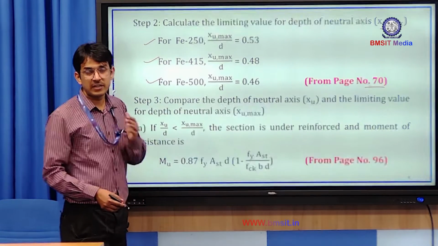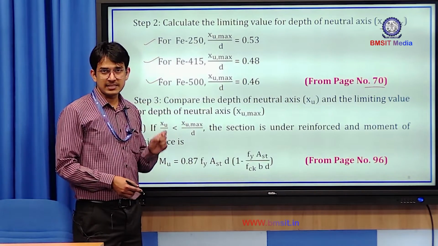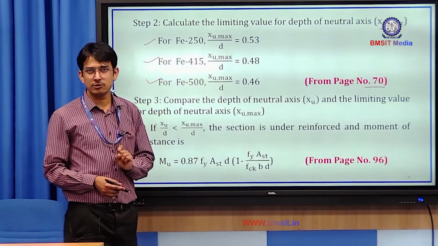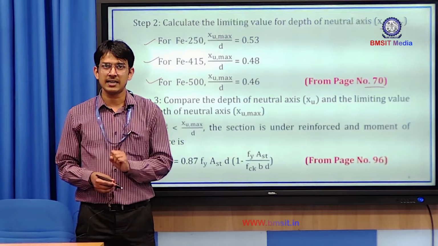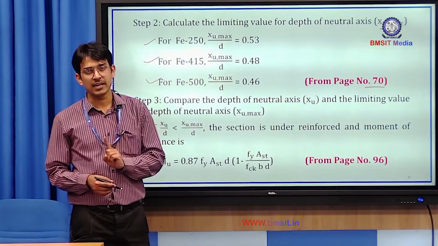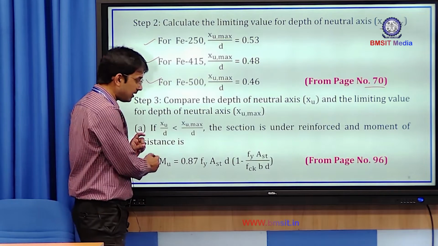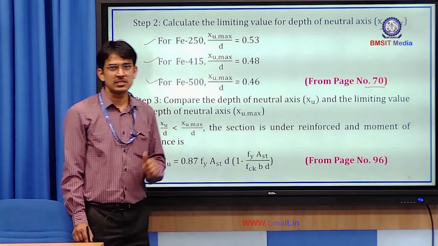On the basis of that we define the section. If the depth of the neutral axis is lesser than the limiting depth of the neutral axis, meaning xu is lesser than xu max, then the section is termed as the under reinforced section. In that case the moment of resistance we can calculate by using this formula. Again, this formula is at page number 96 of the IS 456. So this is the first case.